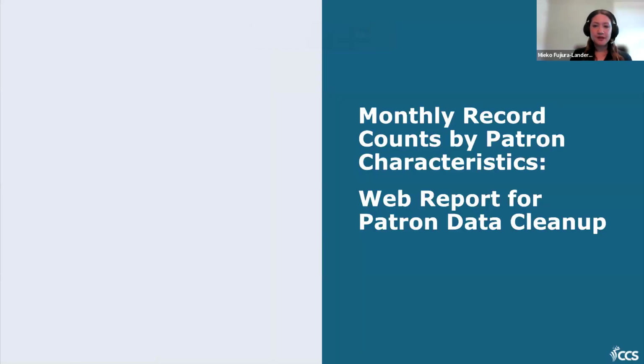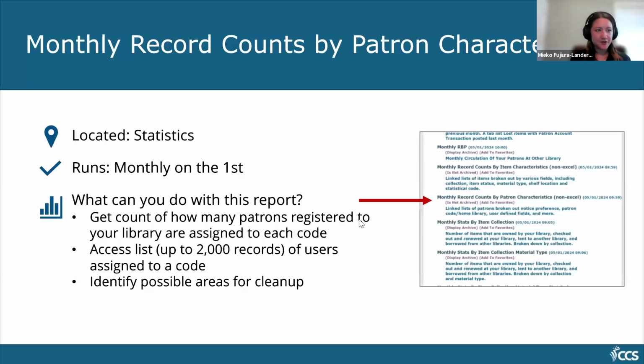So let's finish up here by glancing at one last web report, the monthly record counts by patron characteristics report. So while you can use this report to get some quick stats on your patrons, it can also be a way to identify records for cleanup. So changing it up from our other two reports, this one is located in the statistics section of web reports, and it is a monthly report, so it runs at the start of the month. So keep in mind, since it runs monthly, if you do end up doing any cleanup mid-month, the changes won't be reflected until the report runs the following month.